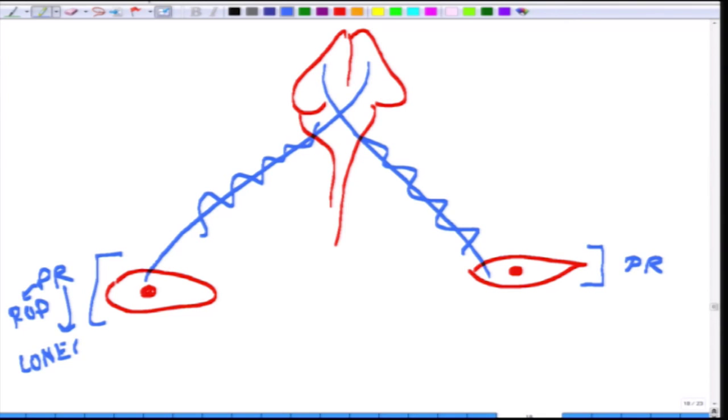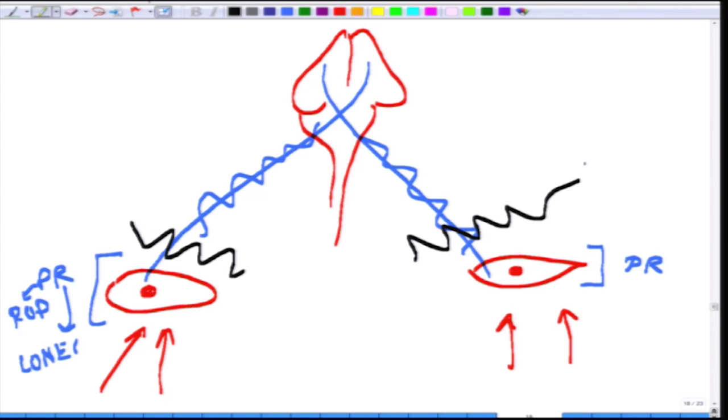Now, imagine somewhere or other, the rods and the cones layer goes bad. What will happen? So, now there won't be any further image processing taking place. You will see it, but there won't be any further message going on. This is all blocked. What intervention can happen?